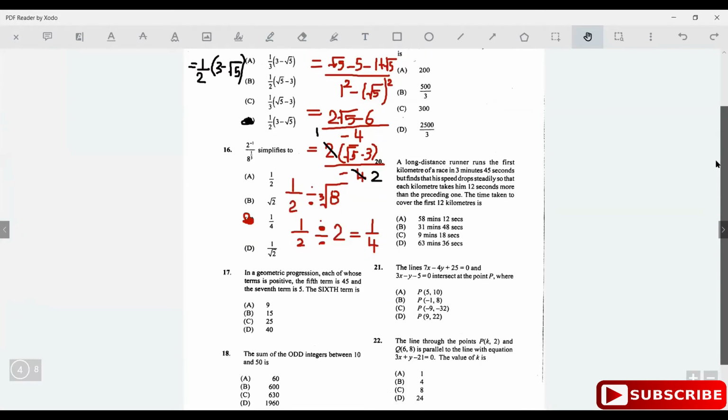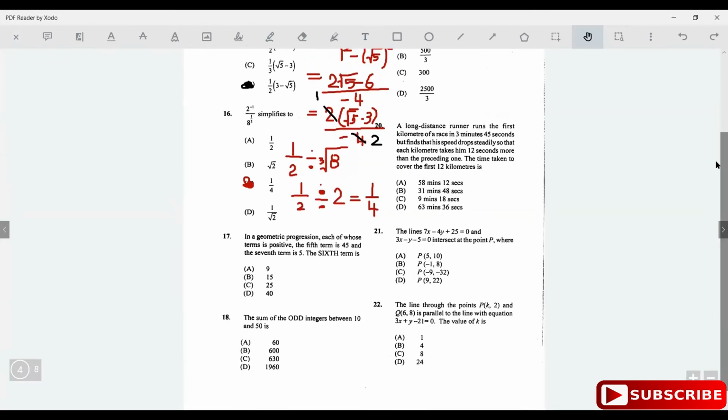So now we finally get to sequence and series. And this question says, in a geometric progression, each of whose terms is positive, the 5th term is 45 and the 7th term is 5. What is the 6th term?